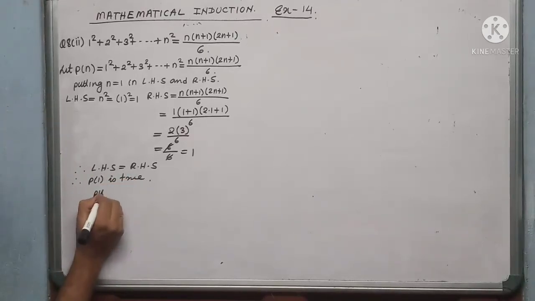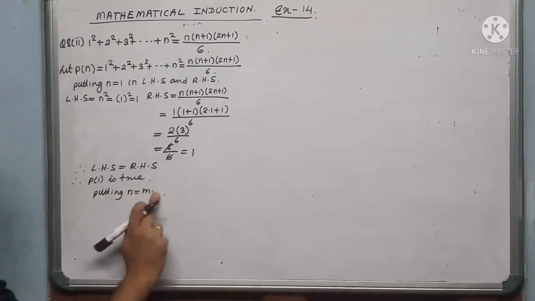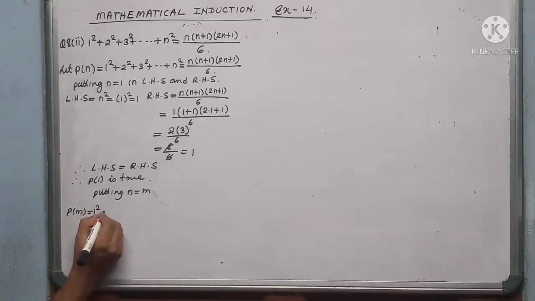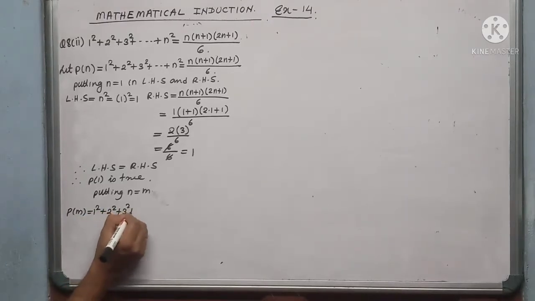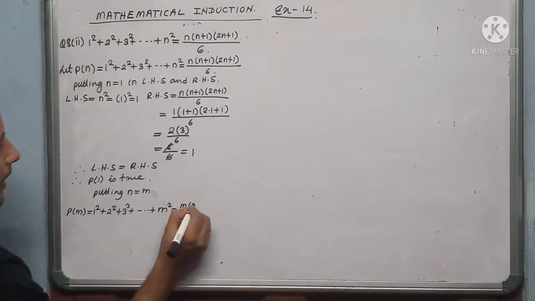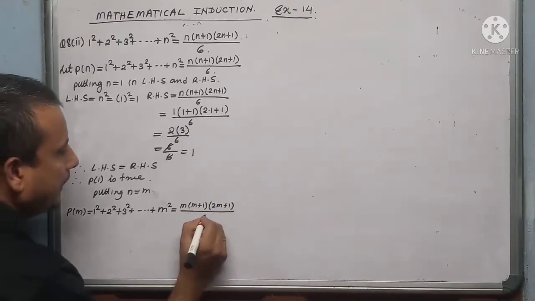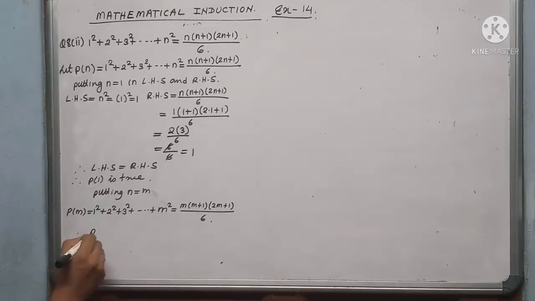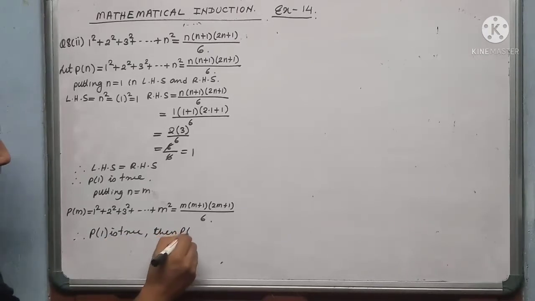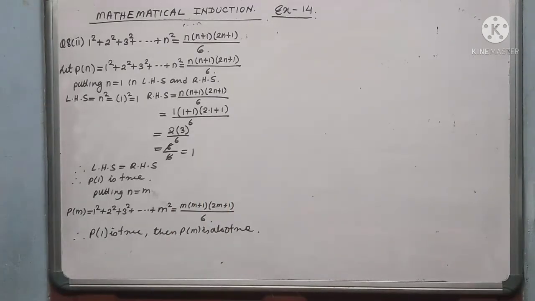Next, putting n equals m. Oh sorry, putting n equals m, and the m series is always true. Pm is 1 square plus 2 square plus 3 square plus ... up to m square is equal to m plus 1 into 2m plus 1 divided by 6. Therefore, if P1 is true, then Pm is also true. The same statement again you have to write.